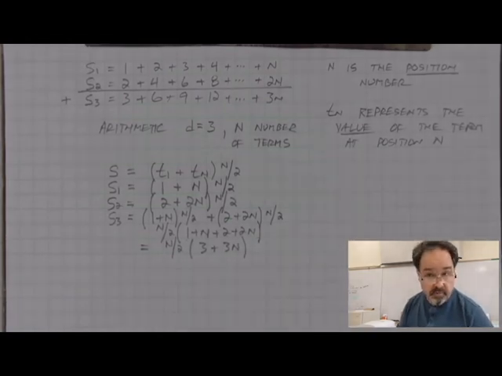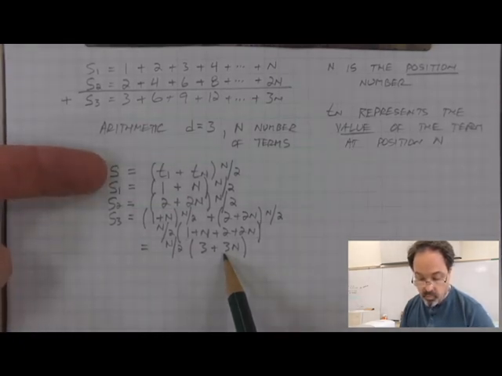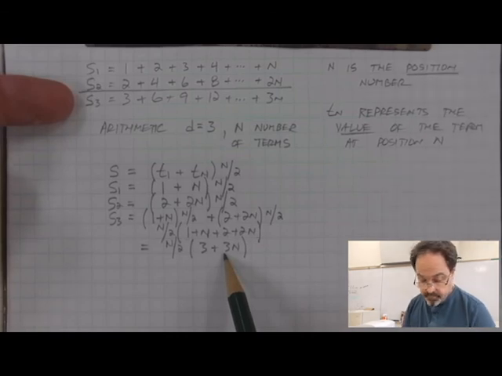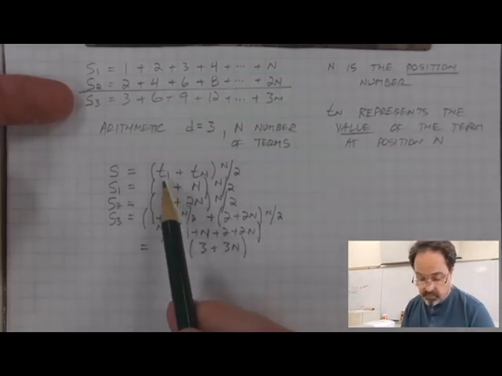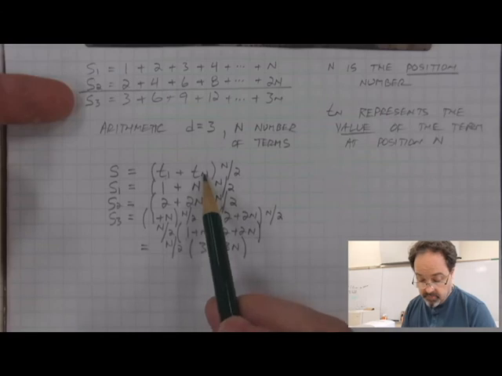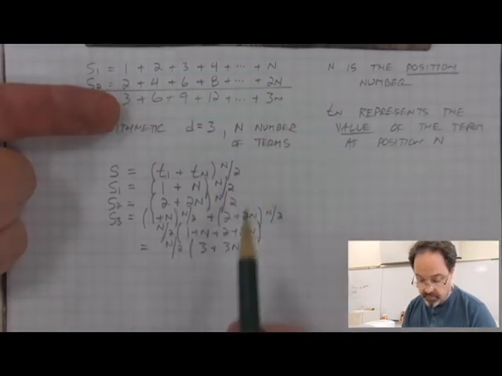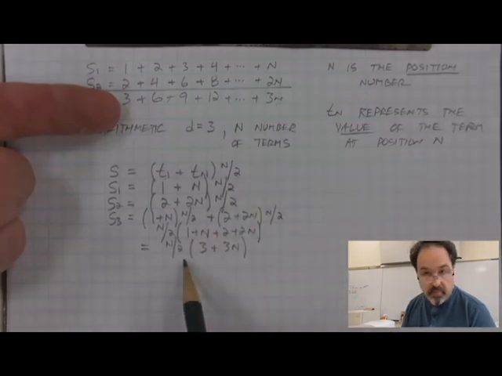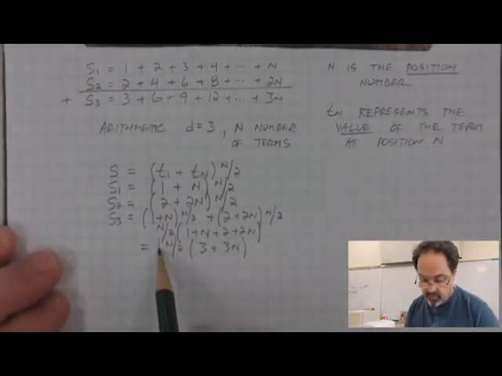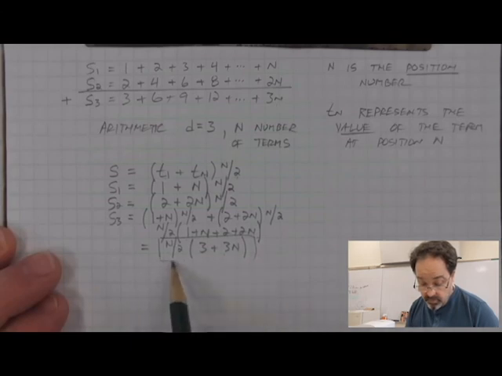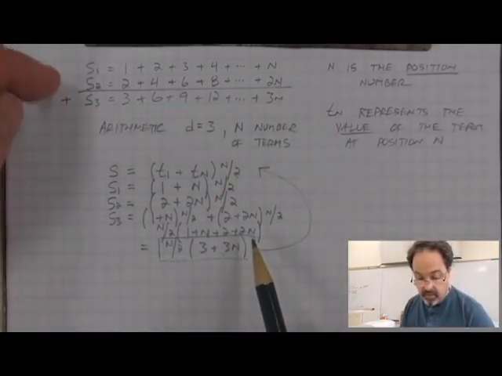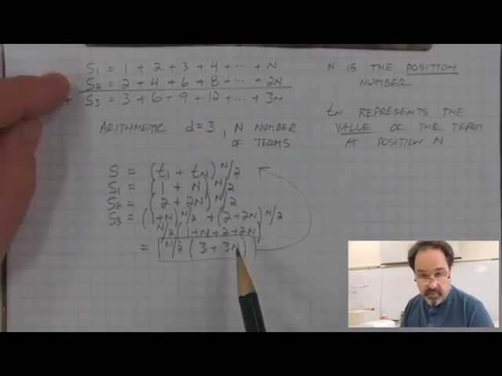Unsurprisingly, this should look like the formula when applied to what I know the third series to be. The formula is the first term plus the last term, or 3 plus 3n, times n divided by 2. So I have confirmed that the formula works and works exactly like I'd expect if I did it by hand.